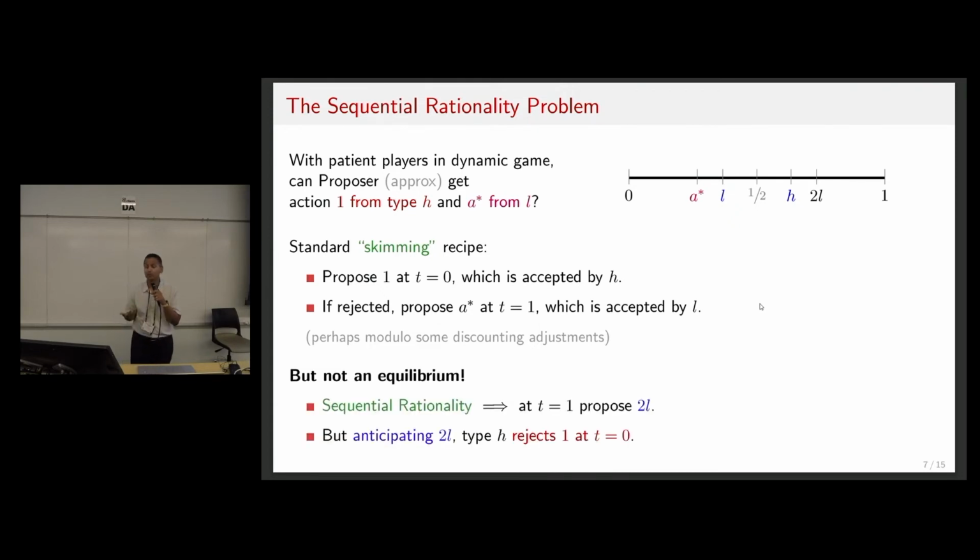Namely, it's going to fail sequential rationality. If it is indeed the case that the high type would have accepted a policy of 1, then upon rejection the proposer knows that it must be the low type. But from a low type, the proposer would want to obtain not A star, but 2L, in which case it would have an incentive to propose 2L following the rejection of that first offer. Of course, the vetoer would anticipate this, and now a vetoer that is of the high type would not want to accept an offer of 1. It would want to reject it so as to obtain an offer of 2L in the future. Okay, so this is why skimming wouldn't be able to obtain this outcome.